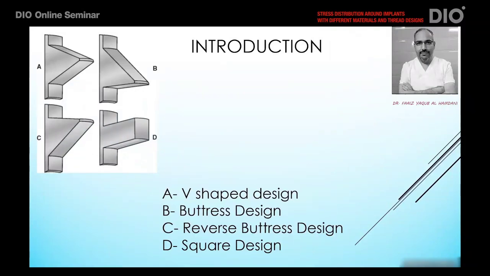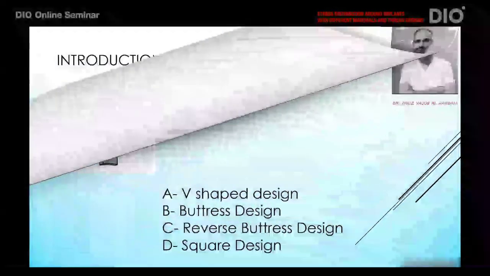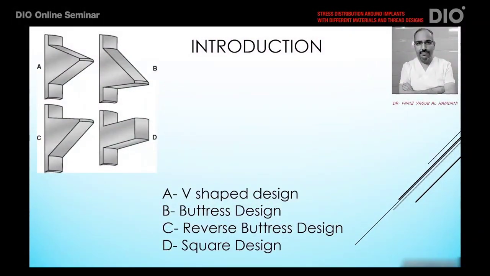There are four basic thread designs. As you may see in the top left figure, we have four basic designs. Figure A represents the V-shaped design. Figure B represents the buttress design, in which the face of the thread, or the slope of the thread, is facing upwards. And the reverse buttress design, which is figure C, in which the slope of the thread is facing downwards. And finally, figure D, which represents the square thread design.